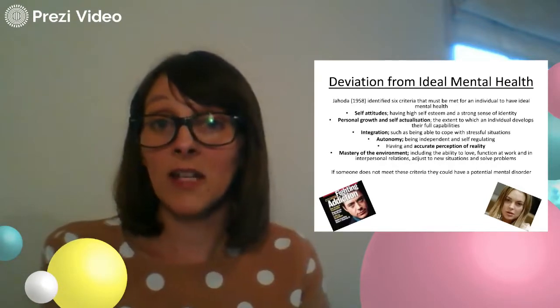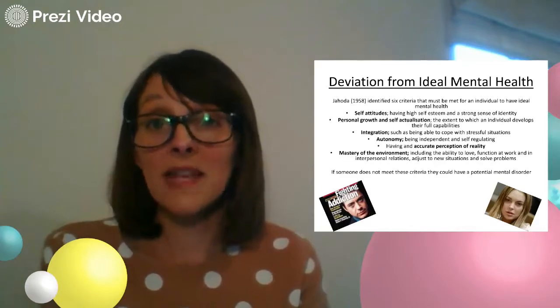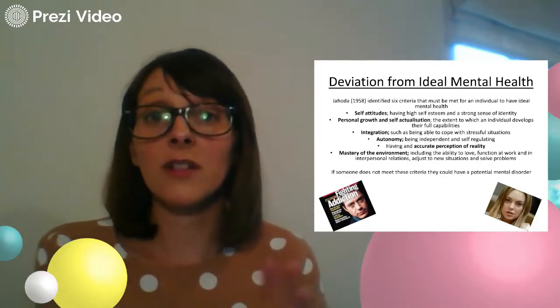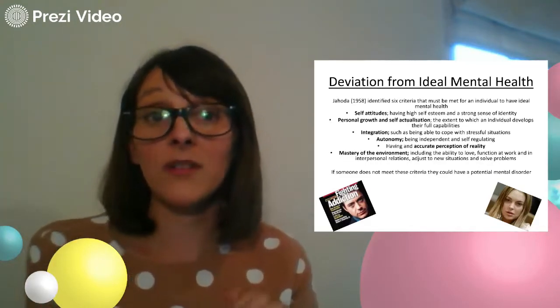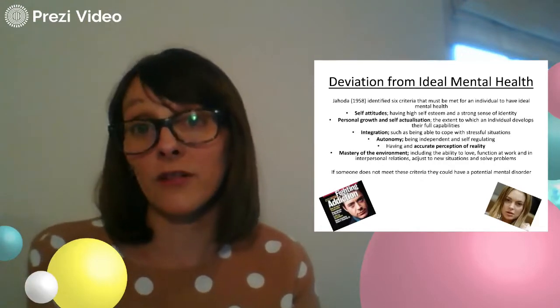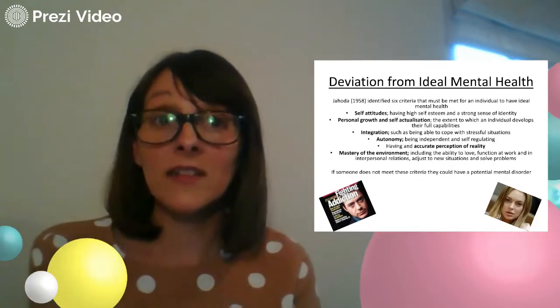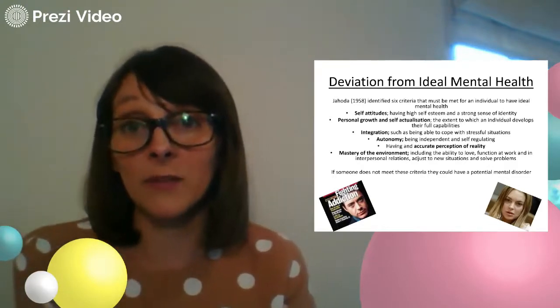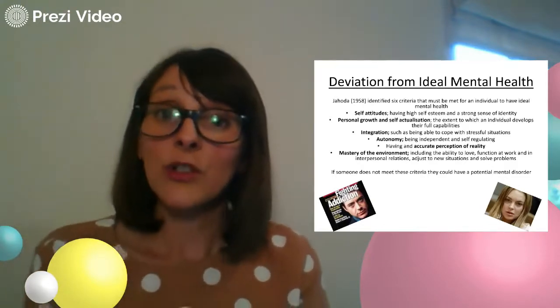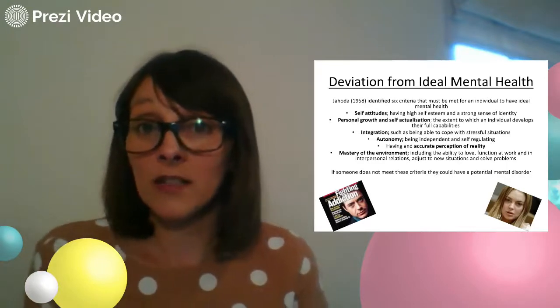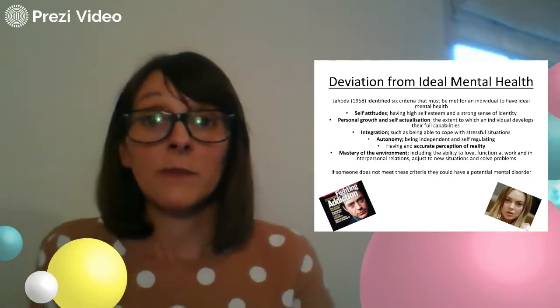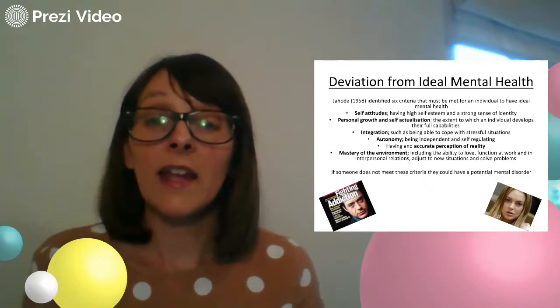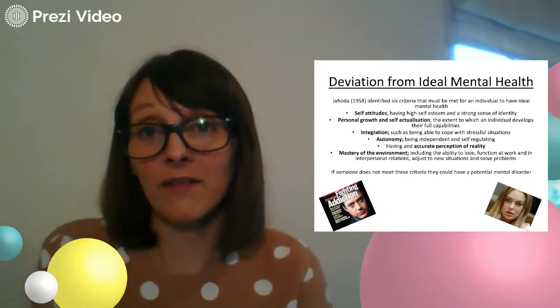There's a set of criteria that you must meet to have ideal mental health. So you can see that these are on the PowerPoint. So we've got self-attitudes, personal growth and self-actualization, integration, autonomy, accurate perception of reality and mastery of the environment. So for someone to be functioning normally and have good mental health, they have to meet all of these criteria.